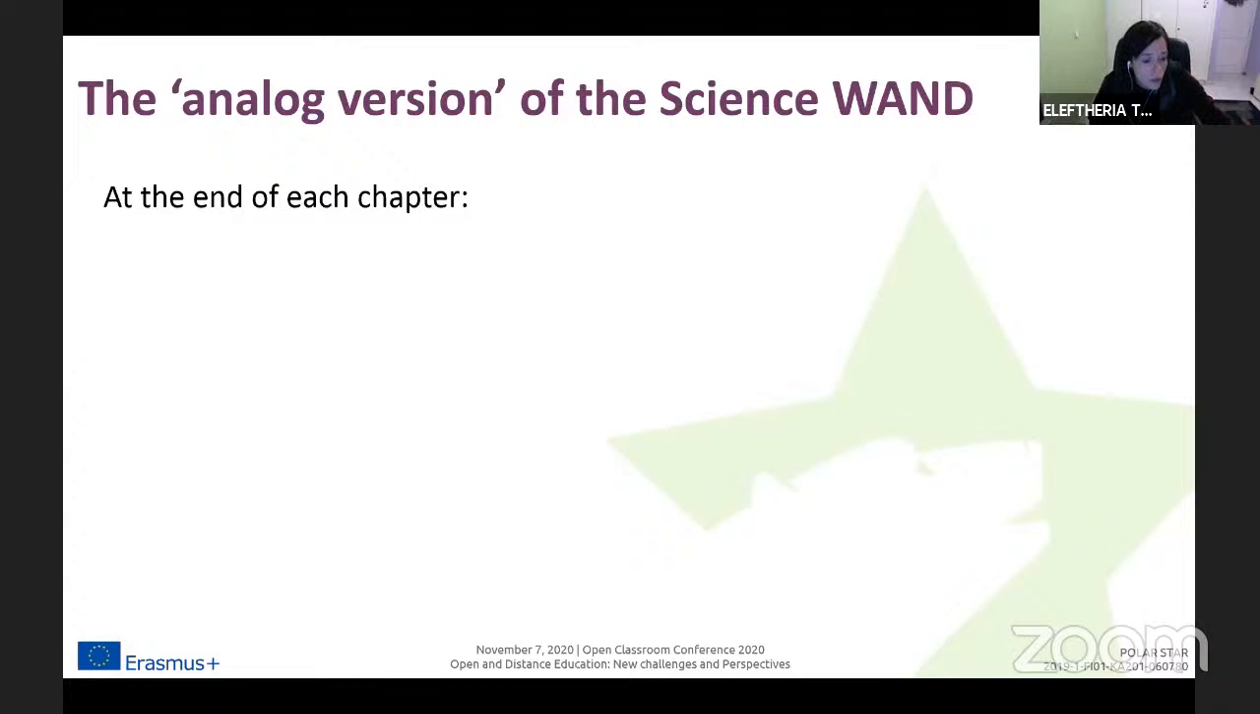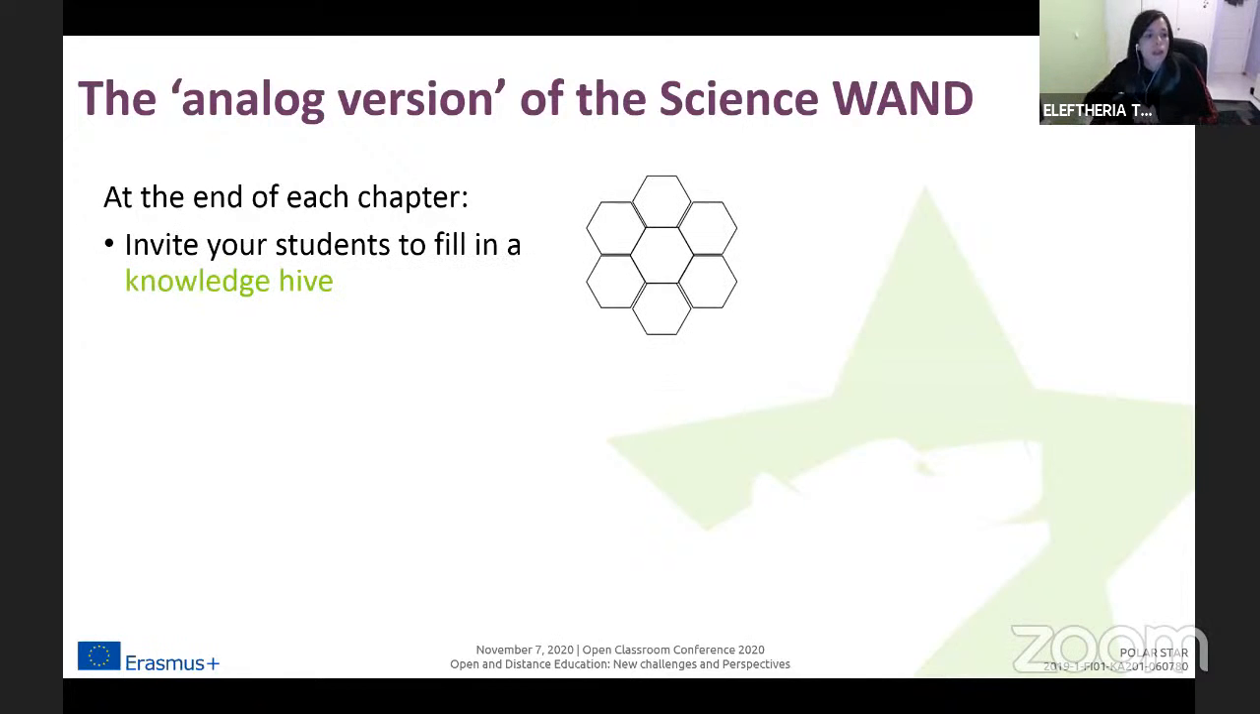These are the two tools that I talked about at the beginning of my presentation: this whole massive methodology, quite brilliantly, actually, if I may say so, comes down to using two super simple tools, which to me, at least, is amazing. So here are the two tools that we want you to use, and the two things that we want you to do with your students in your class in order to achieve all that we have been talking about. The first one is we want you to invite your students at the end of each chapter to fill in a knowledge hive.